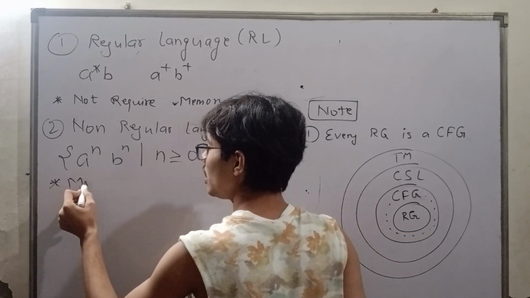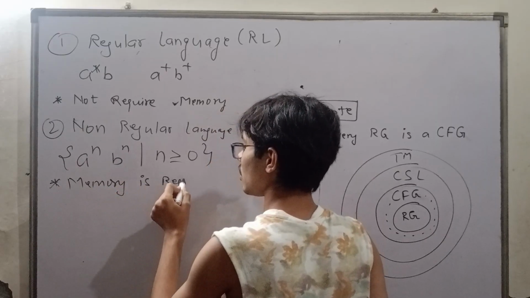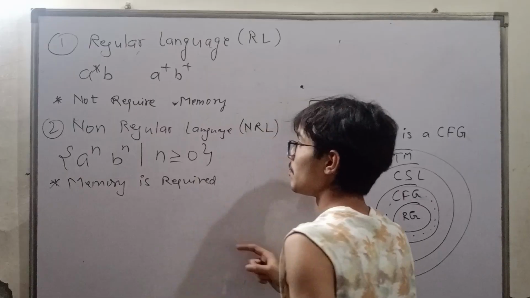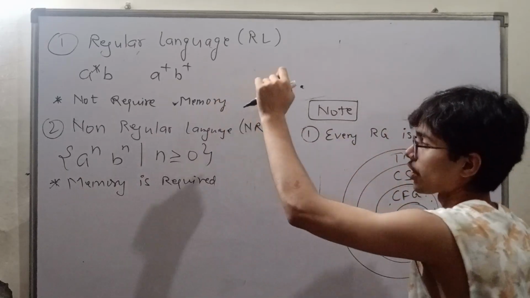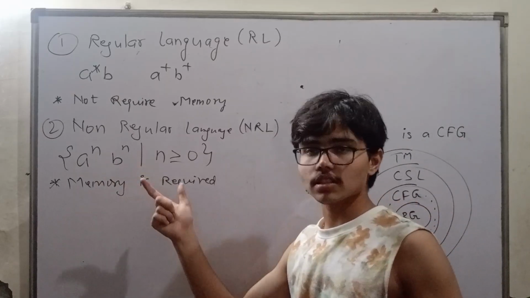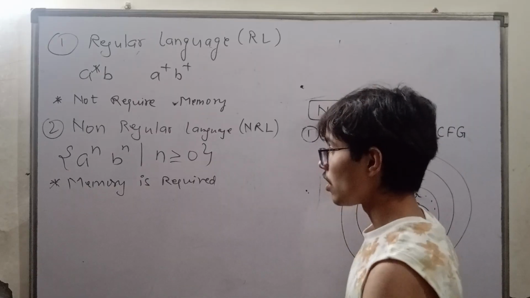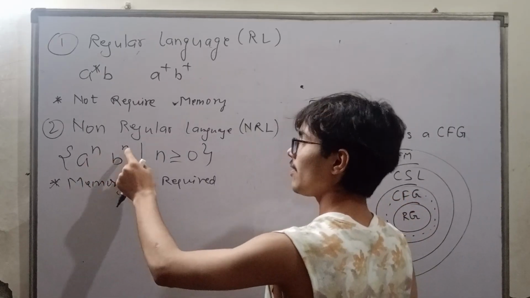Here memory is required. Here memory is not required. Okay. Why is memory required here? Can I write this as a DFA? You cannot write a DFA of this. Why? Because here it is a power n, b power n.